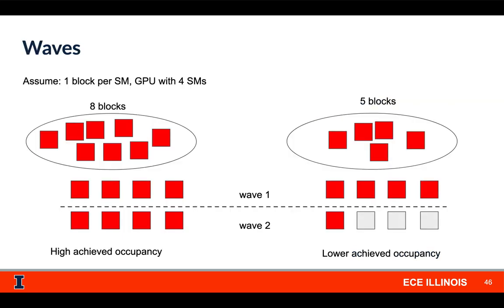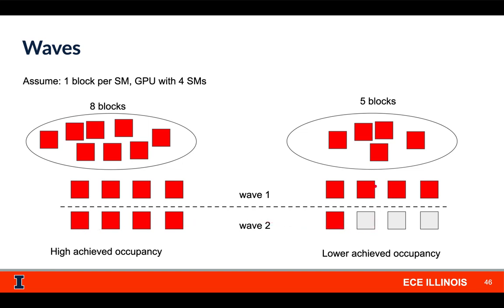When I talk about waves, typically we launch grids that have more thread blocks than the GPU has hardware to actually execute. Those thread blocks will be assigned to SMs as those SMs finish up. For example, if we have some GPU with 4 SMs and each SM can execute one thread block at a time, this is a little bit simplistic, but if we have 8 blocks, then we might have one wave of 4 blocks and a next wave that's also 4 blocks. And so our achieved occupancy will look like 100%.